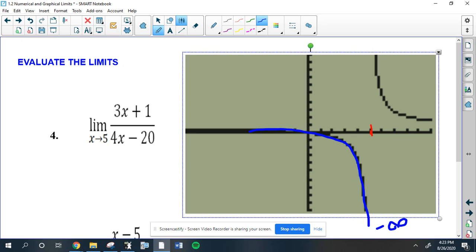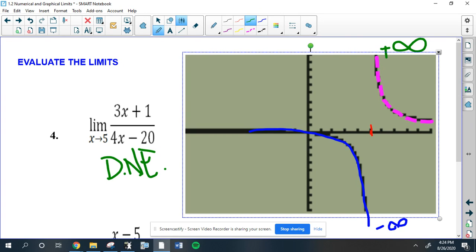But I'm going to go from the other side as well. From the right, it's going to positive infinity. So not only does it not approach a common number, but those infinities don't match. But that doesn't matter, because if you get positive infinity on both sides, it still does not exist because it doesn't approach a constant number. So we will say D and E on this.